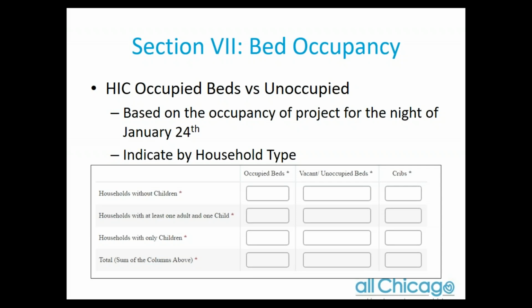On your screen, you'll see a screenshot of what it looks like in Survey Gizmo. So again, you'll be indicating the 3 different household types, and we're asking you to just sum up at the bottom for those different columns.